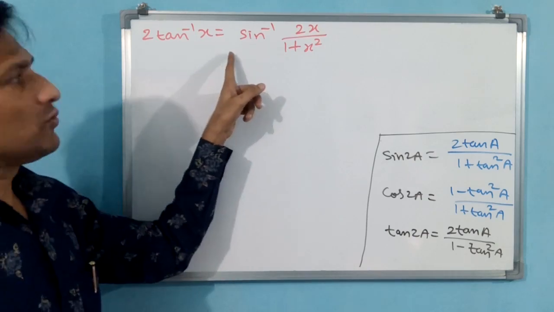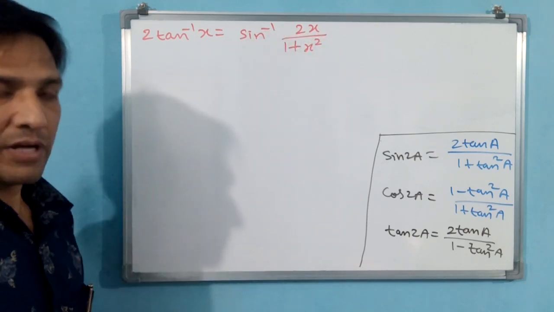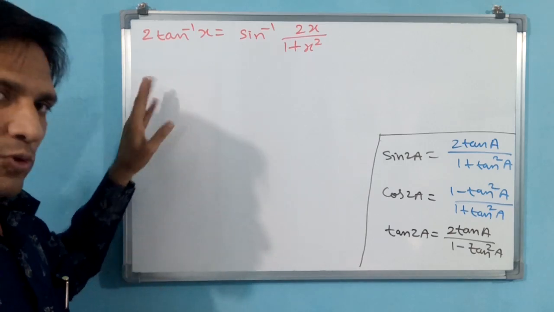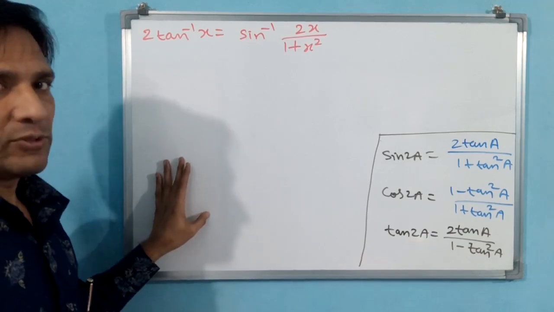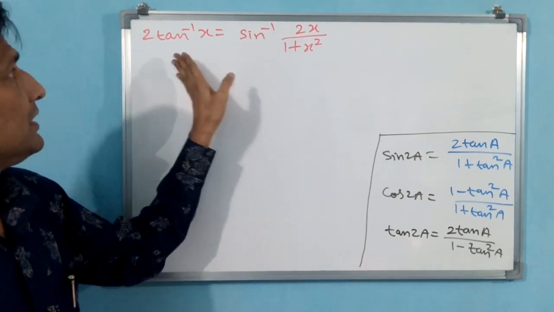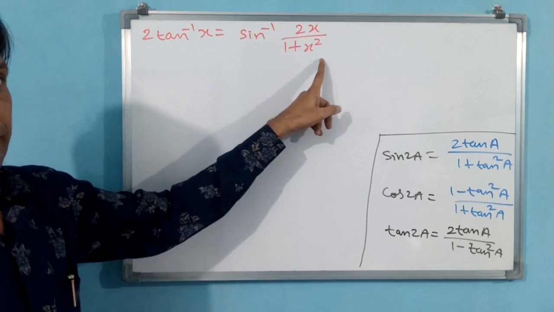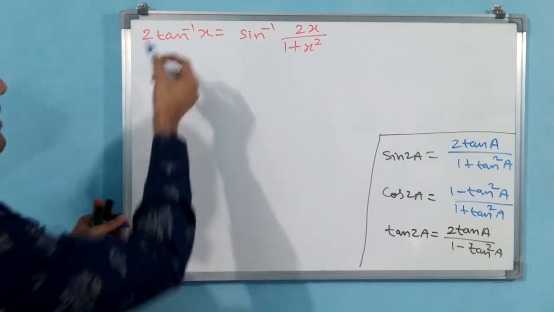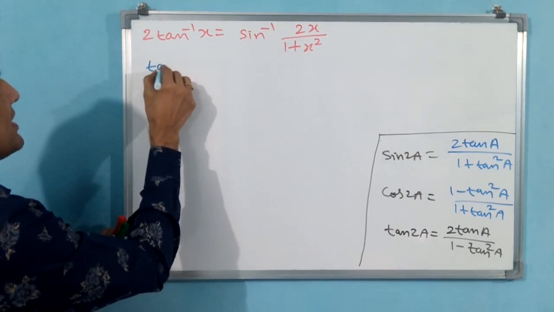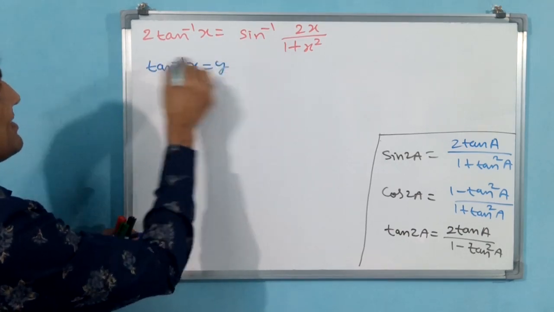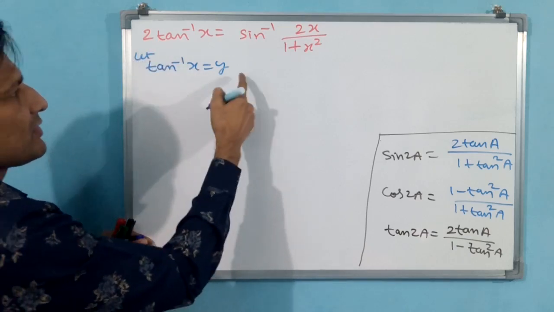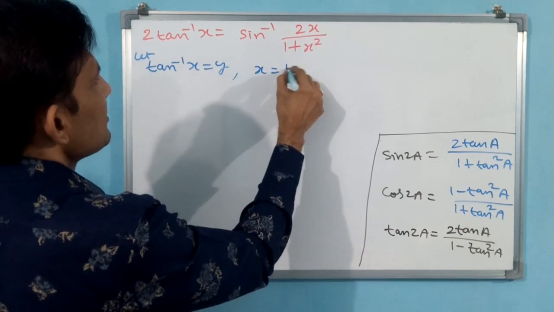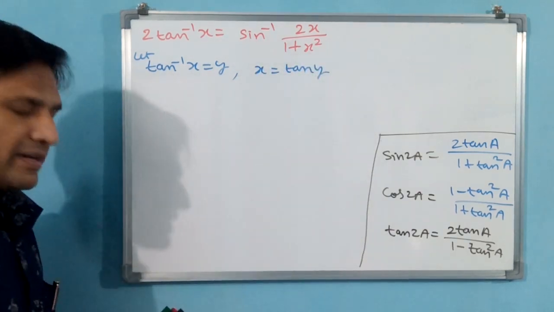2 tan inverse x is equal to sin inverse 2x by 1 plus x square. See, 2 tan inverse x was common, for tan also, for sin also, for cos also. Cos means cos inverse, sin means sin inverse. We want to show this. How to show it, we will see. Let me take tan inverse x is equal to y. Here I am writing, let tan inverse x is equal to y. If tan inverse x is equal to y, automatically x is equal to tan y. Is it correct? Definitely correct.